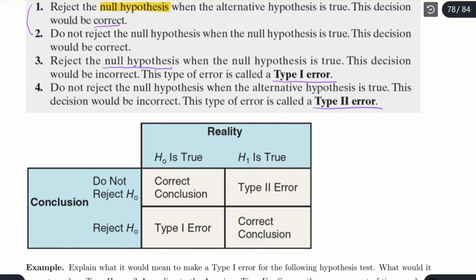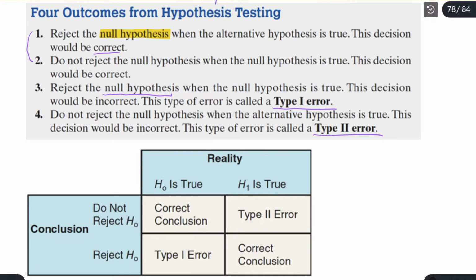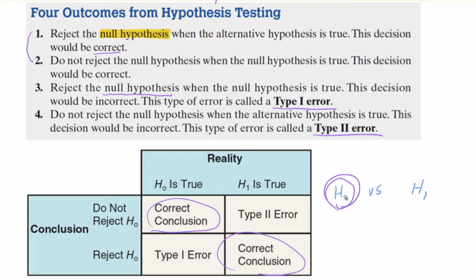Okay, so let's look at this chart to summarize. Again, we think about H naught versus H1, but the way we make conclusions in hypothesis testing, we either reject or don't reject H naught. If you reject H naught, that means we are taking H1 as the conclusion, and if that's true, then we have a correct conclusion. If you don't reject H naught, that means we're taking H naught as the conclusion, and that's a correct conclusion.